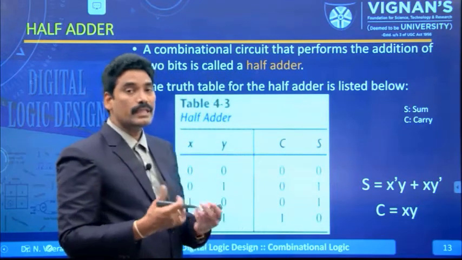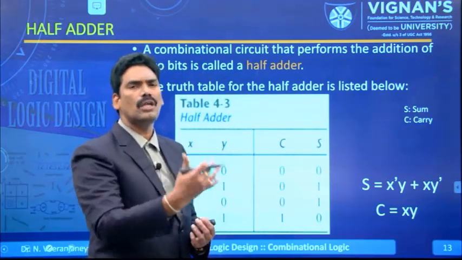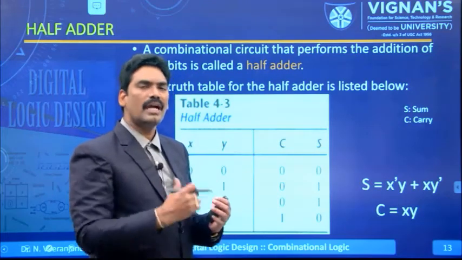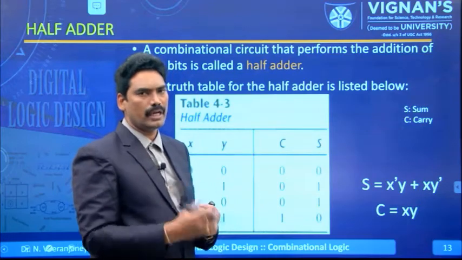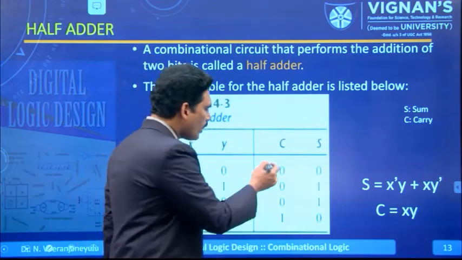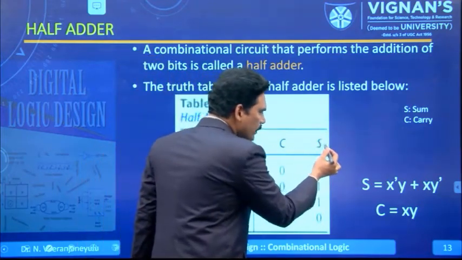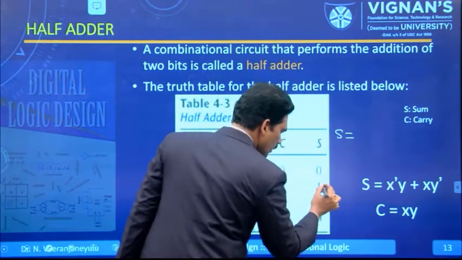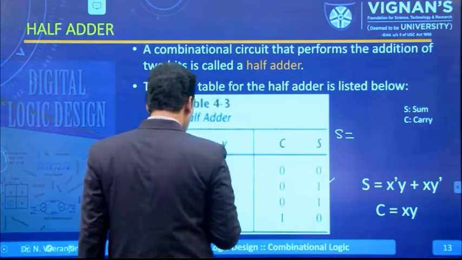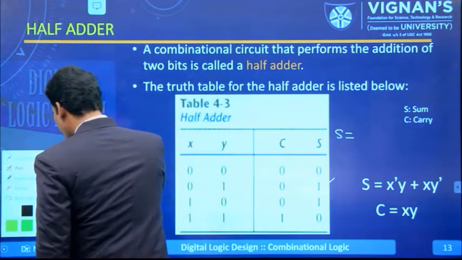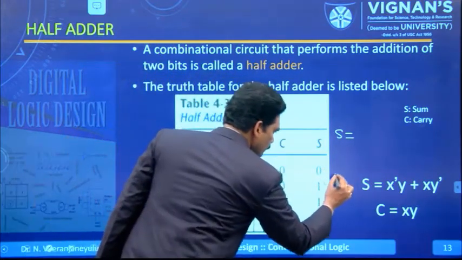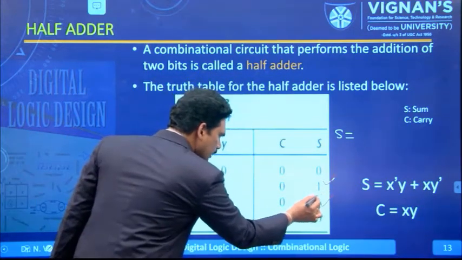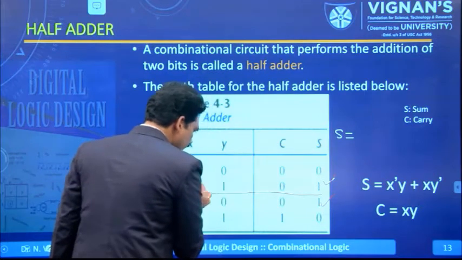Now, what is the next step? We have to draw the logic diagram. We have to derive the Boolean expression for this, and then draw the logic diagram. Now, how to derive the expression for S? S is equal to, where 1 is there, 1 is here and 1 is also here. So, what is the corresponding expression? This is x bar y.